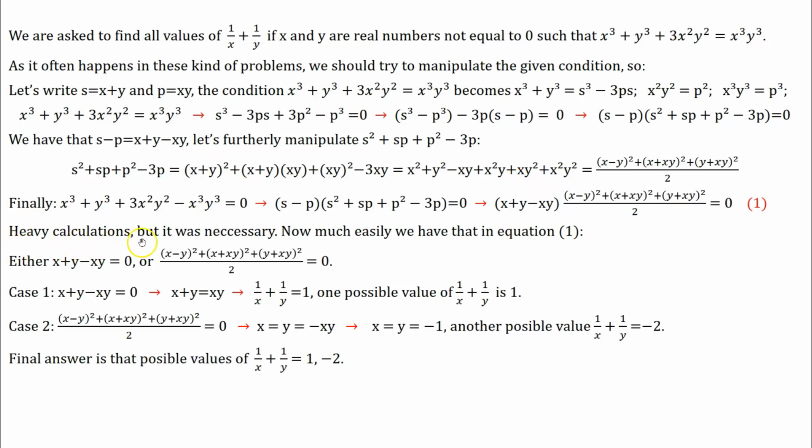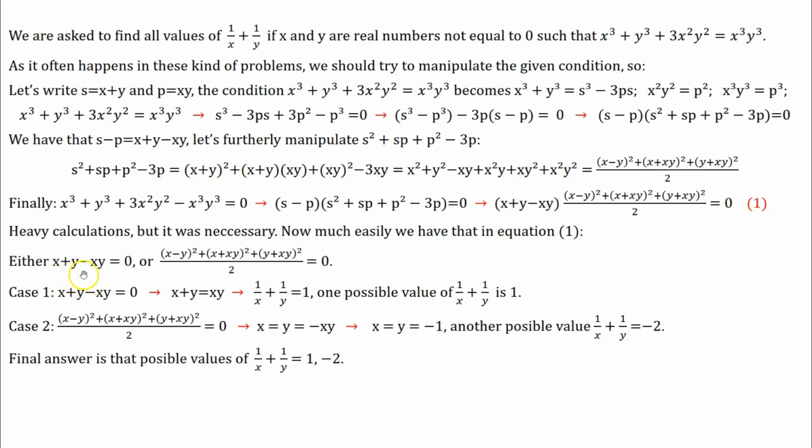So it was a little bit of heavy calculation, but not too much if we are talking about IMO team selection tests. So problems are usually hard. So it's not quite easy to become part of the national team in the team selection test. So now in equation number 1, it is much easier to do our reasonings, because in order for this expression to be equal to 0, we have only two cases.